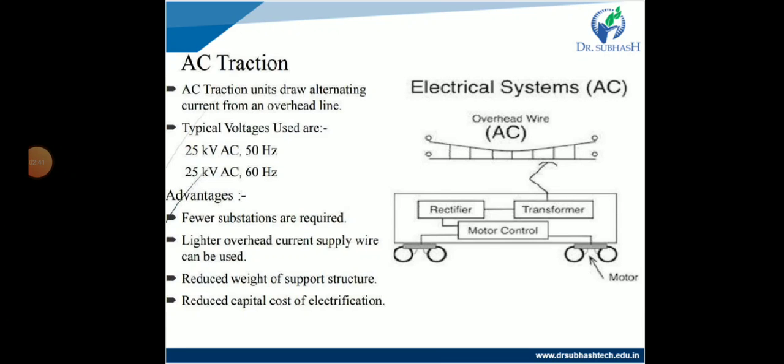AC traction units draw alternating current from an overhead line. Typical voltages used are 25 kV AC 50 Hz or 25 kV AC 60 Hz. The advantages of AC traction system: fewer substations are required. Lighter overhead current supply wire can be used, because the AC is alternating current. Reduced weight of support structure.